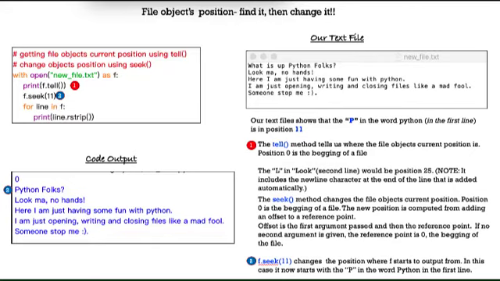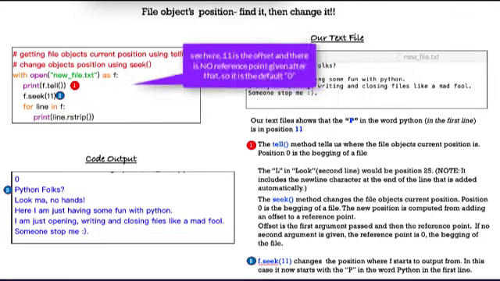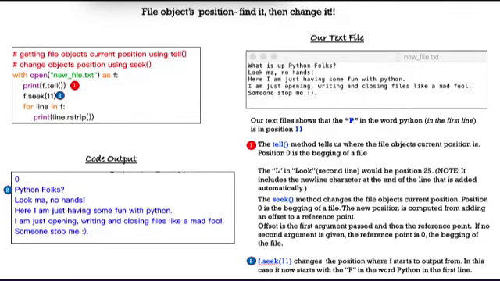Position 0, again, is the beginning of the file. The new position is computed by adding an offset to a given reference point. Offset is the first argument passed, and then the reference point is the second. If no second argument is given, the reference point is 0, the beginning of the file. Notice here in our code, when we do an f.seek(11), this changes the position from where f starts to output from. In this case, it now starts with the P in the word Python in the first line. That's because that is the character that is in position 11 or offset 11, and you see how it outputs here.